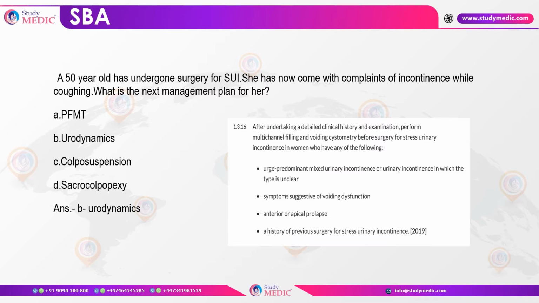So what are the indications to do a urodynamic study? The guideline clearly states you will offer urodynamics to any woman who has urge predominant mixed urinary incontinence or urinary incontinence in which the type is unclear, symptoms suggestive of voiding dysfunction, anterior or apical prolapse, or a history of previous surgery for stress urinary incontinence. So this woman fits into this last category. That is why urodynamics is the best option for her.